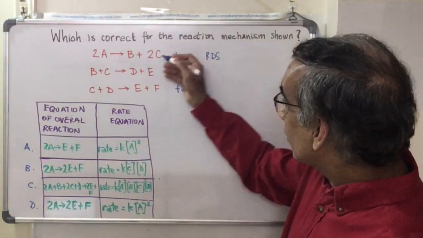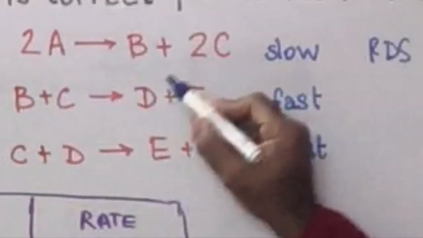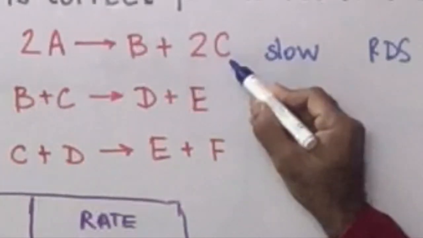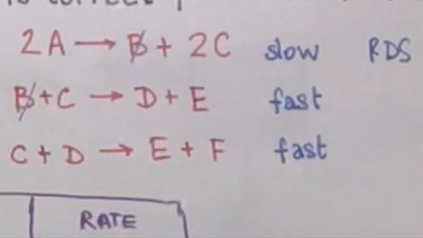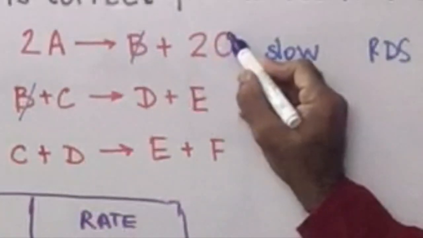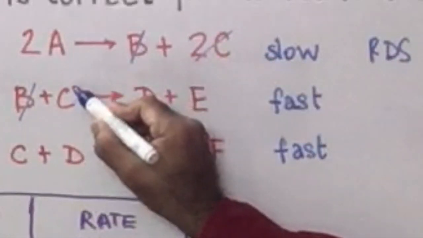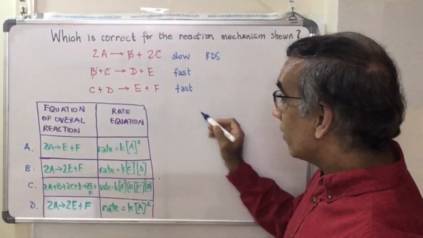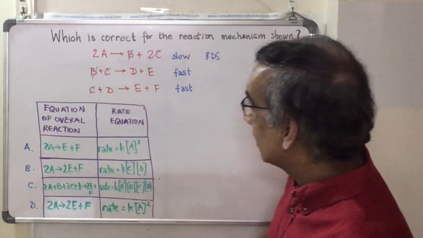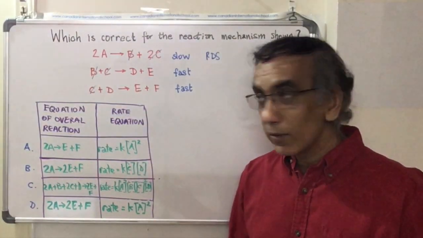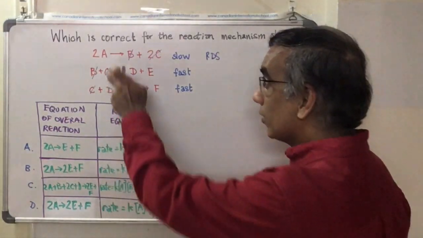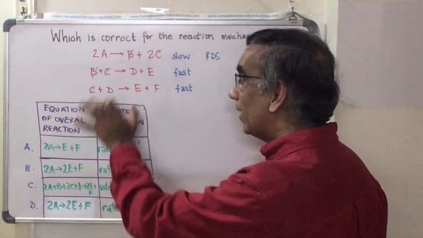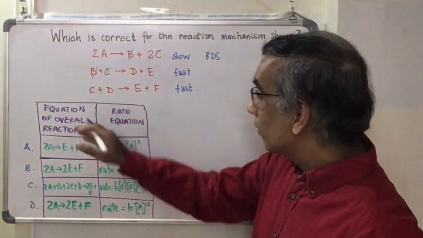So let's have a look at the steps. 2A gives B plus 2C, and then B gets consumed here, never showing up again in the mechanism. Then we've got 2 C's. One C gets consumed in the second step, and the other C gets consumed here. So those intermediates are not going to be a part of the overall equation. But 2A starts off and it never appears again. That's got to be a part of the overall equation.